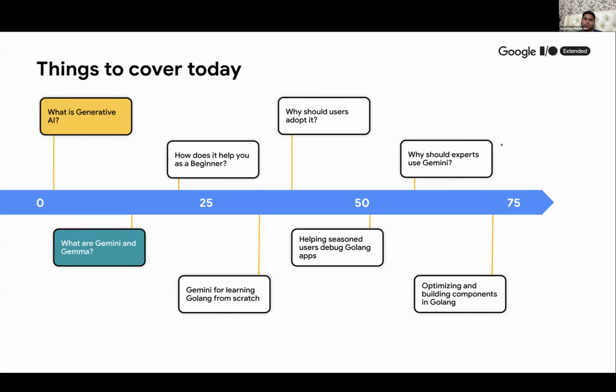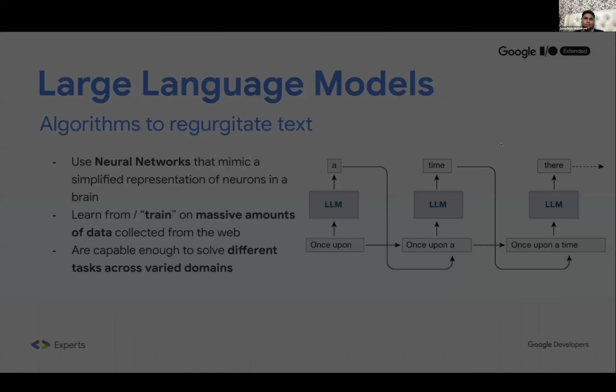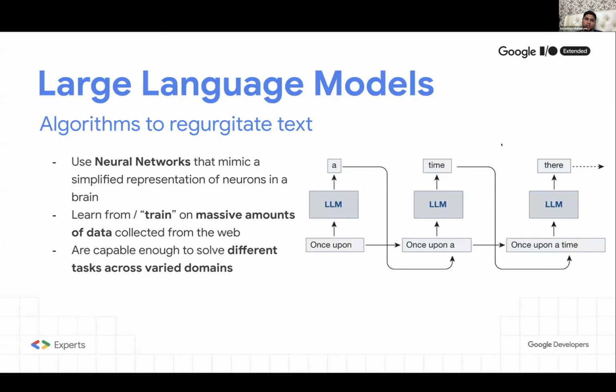So what are Gemini and Gemma? Well, Gemini and Gemma are large language models. As my previous speaker Sathish mentioned, they are basically just trying to mimic the next word. They are algorithms that regurgitate text. So you have neural networks that basically mimic a simplified representation of the brain, neurons rather, and you have tons of data that is collected or scraped out of the internet. Talk about forums, maybe just blogs, websites, YouTube, and the like.